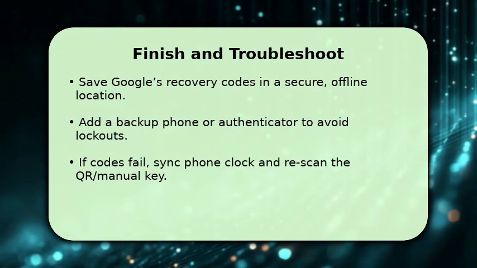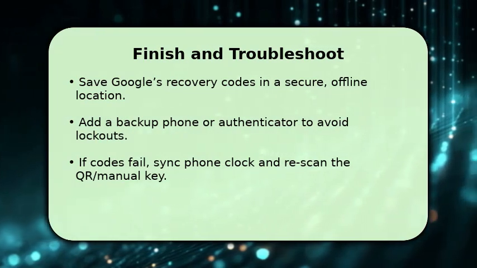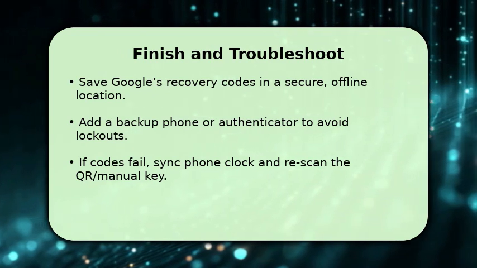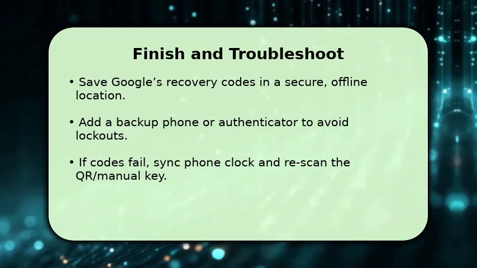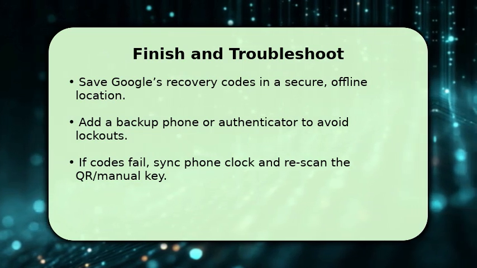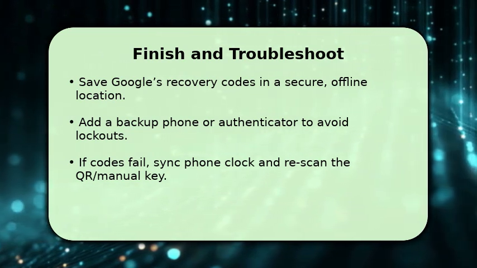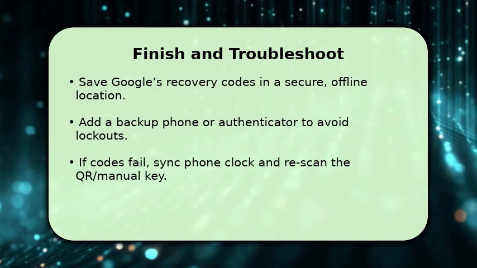To complete setup, download or copy the recovery codes Google provides and store them safely. These bypass the app if you lose your phone. You should also add a backup phone number or a second Authenticator instance on another device so you're not locked out.